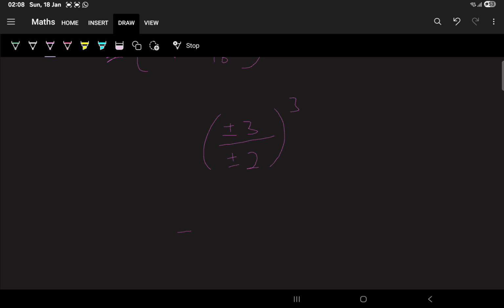Now we're going to take 3 to the index of 3, that is 3 cubed. 3 cubed is going to be 27, divided by 2 cubed, which is going to be 8, because we have an index of 3 here.